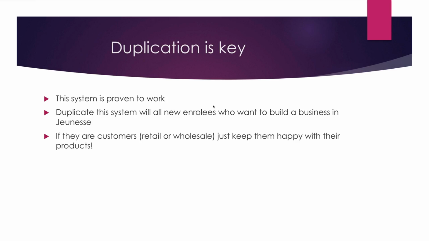And really the purpose of making sure that everybody goes through the Getting Started training 1 to 5 is about duplication. Duplication is key in network marketing and in this business. It's proven to work. What it does is create effortless duplication in teams. You've got to ensure that your new enrollees get this, and certainly the ones who want to build a business in Jeunesse, because if you can't duplicate and get people to do the same thing, you simply will not be able to build a business.